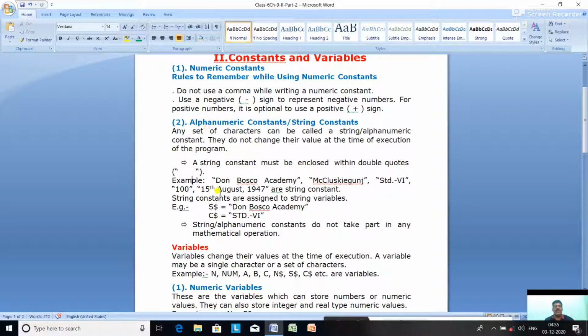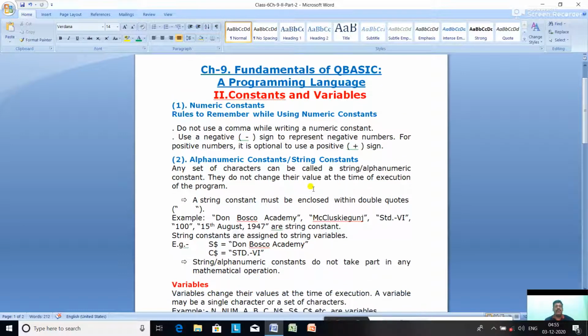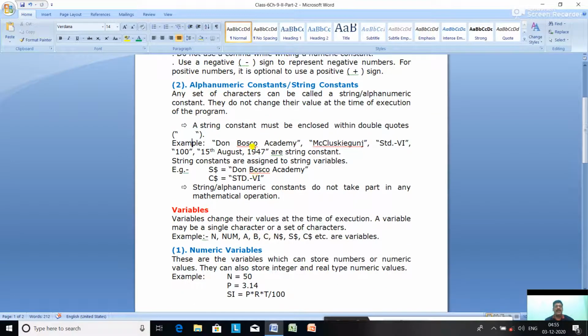So remember, a string constant is always enclosed within what sign? Double quotes. And numeric constants are numbers only. String or alphanumeric constants do not take part in any mathematical operation. In numeric constants, we can do all types of arithmetical and mathematical calculation. But in alphanumeric or string constants, we cannot do any mathematical calculation. So these were the two types of constants: numeric constant and alphanumeric constant.